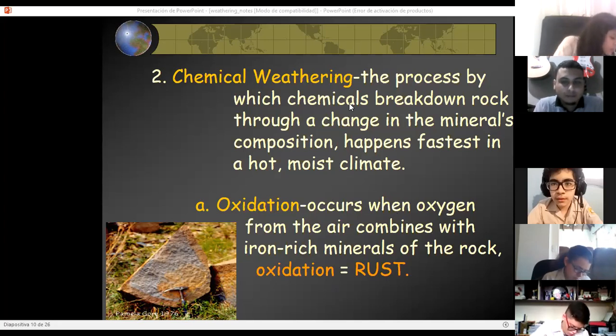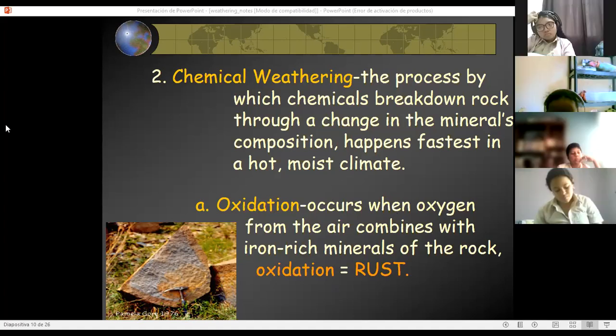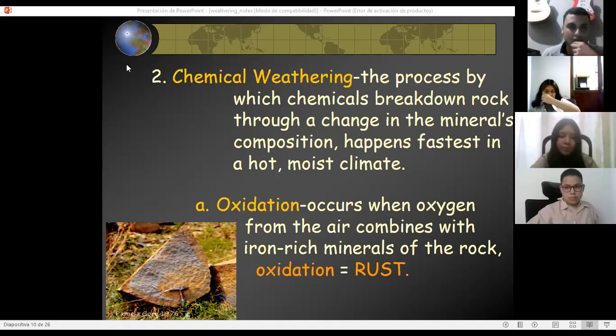Emmy, can you read, please, the concept that we have there on the screen about the chemical weathering? Chemical weathering, the process by which chemicals break down rock through a change in a mineral's composition, happens fastest in a hot, moist climate.